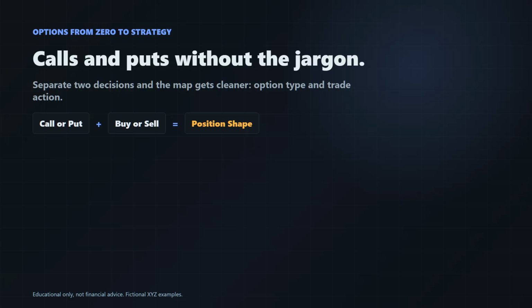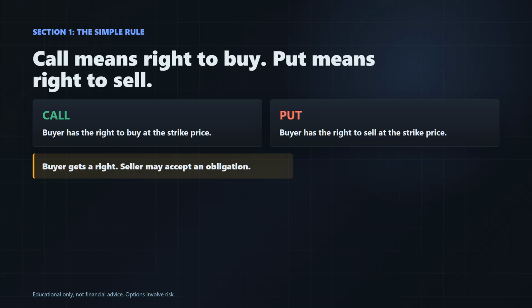Every option has another side. If one trader buys a call, another trader sells that call. If one trader buys a put, another trader sells that put. The buyer gets a right. The seller may take on an obligation. Position 1. Buy a call.